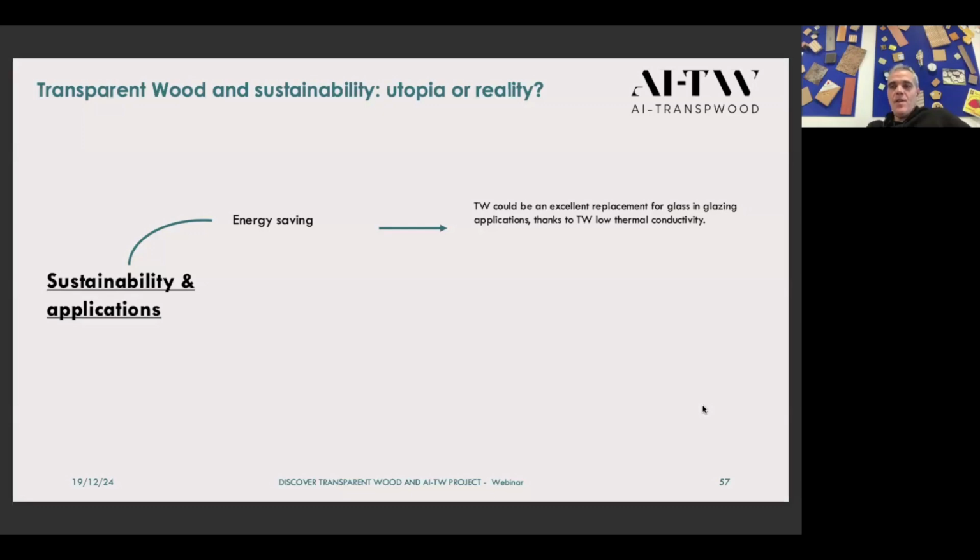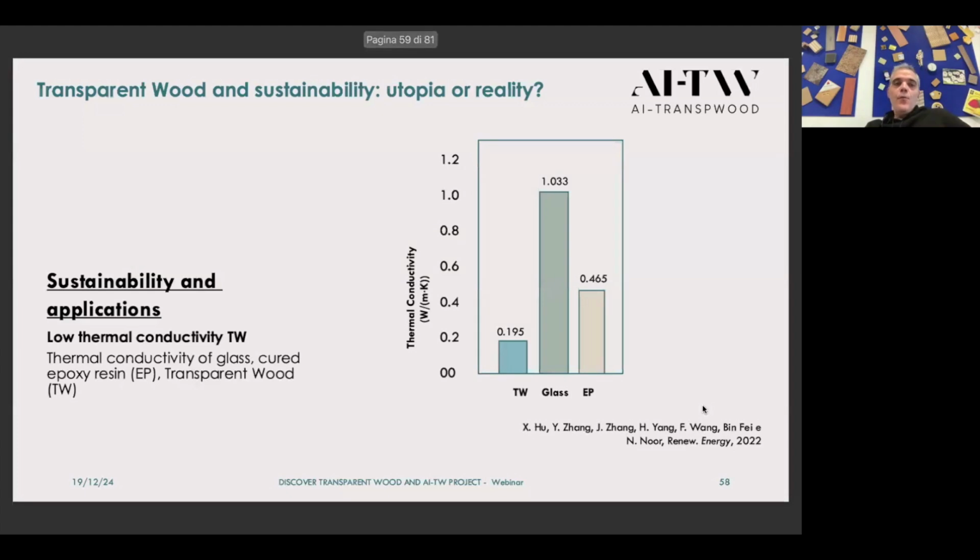The potential, in my opinion, is quite high and is strictly connected to the low thermal conductivity that transparent wood exhibits with respect to other plastic materials or even with respect to glass. If we compare the thermal conductivity of transparent wood, here you see a histogram where transparent wood is compared with a glass and with an epoxy resin, so a plastic material. You see that the thermal conductivity is much lower compared to both the other two material classes.